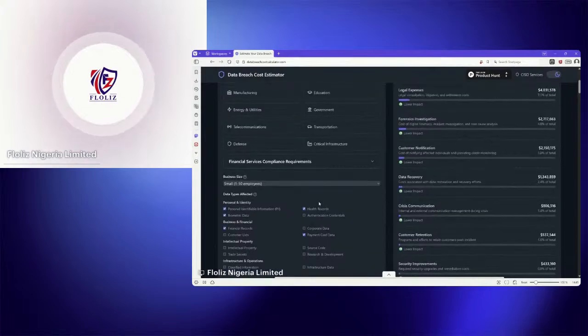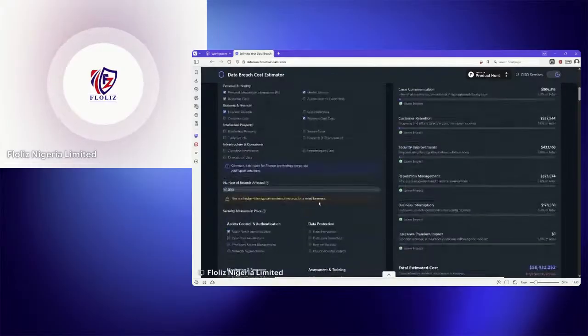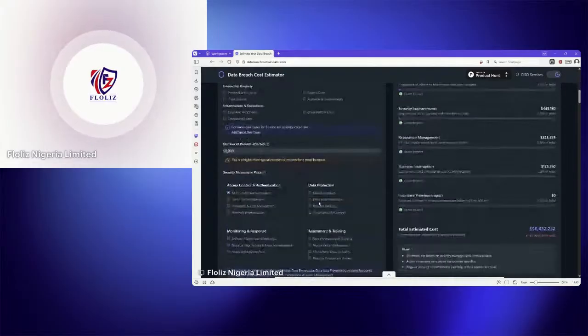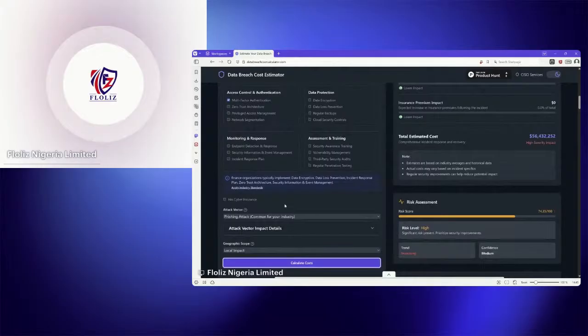And they will see reasons why they should have multi-factor authentication, why they should also have data encryption, why they should have privileged access management. Because if all these things are not in place, the impact of a data breach becomes higher. So if I were you, I'm going to bookmark this and use it as a learning guide for decision makers.